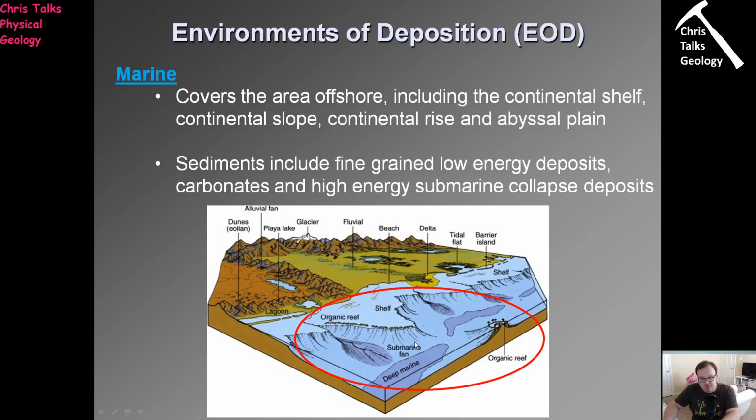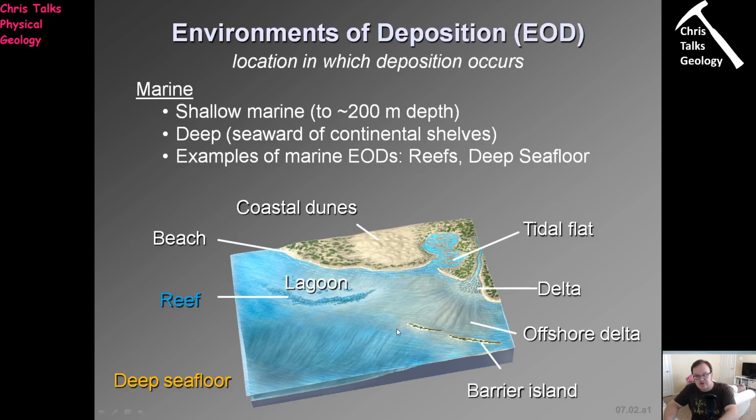And then when you come off the continental slope, you come onto the deep marine environment or the abyssal plain. That is underlain by oceanic crust. So it's oceanic crust here. This is the edge of the continental crust, and the shelf is continental crust. So the shelf is typically between about 0 and 200 meters water depth.